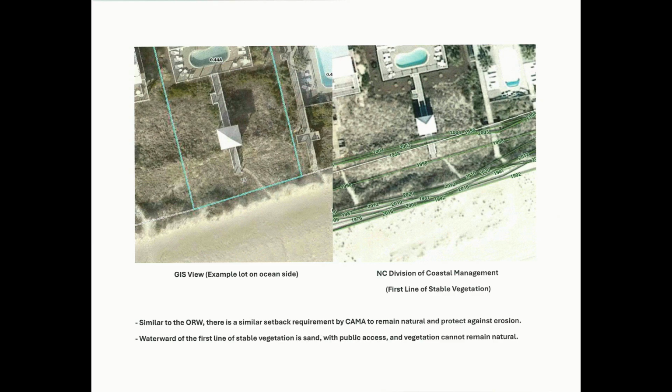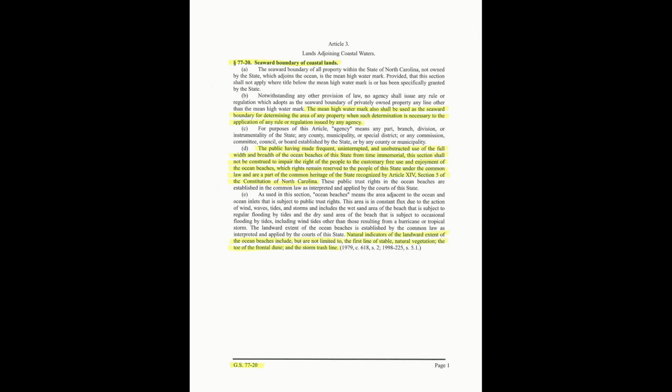In my notes on this one, I put: similar to the ORW, there is a similar setback requirement by CAMA to remain natural and protect against erosion. Waterward of the first line of stable vegetation is sand with public access, and vegetation cannot remain natural, which is true. But I'll let y'all decide that, because I'm presenting to y'all.